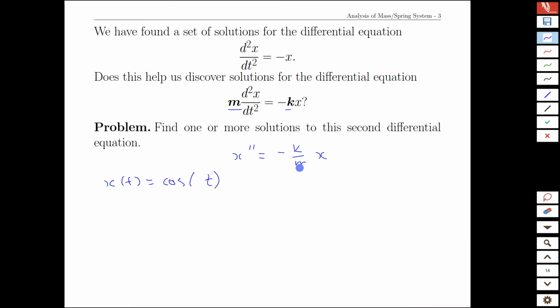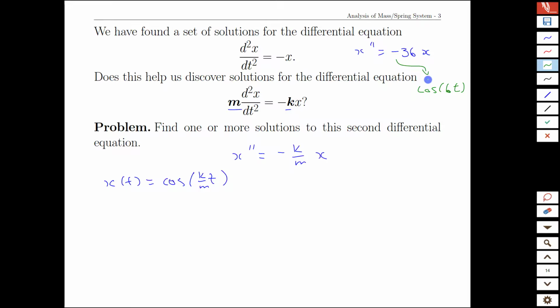What if I slid a multiplier in? Oh yeah. In fact, one answer might be k over m. I'm just going to point back to an earlier example we did where we had x double prime equals negative 36x. And the solution for that one was cos of 6t. That was an earlier video.